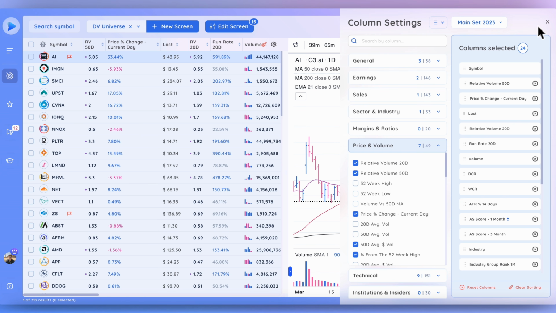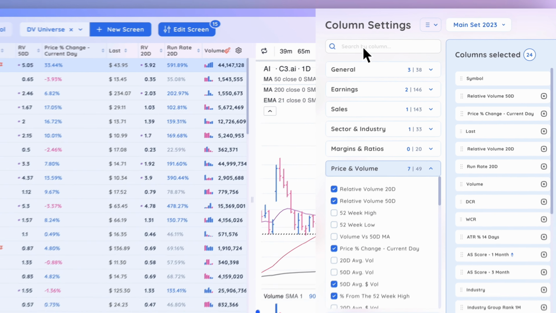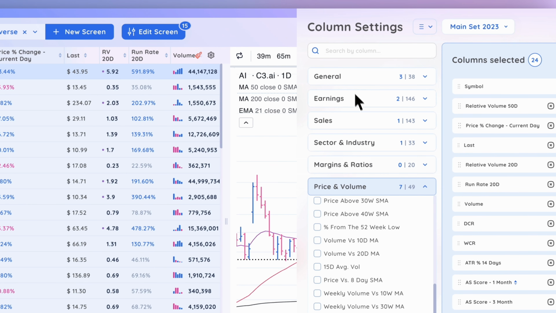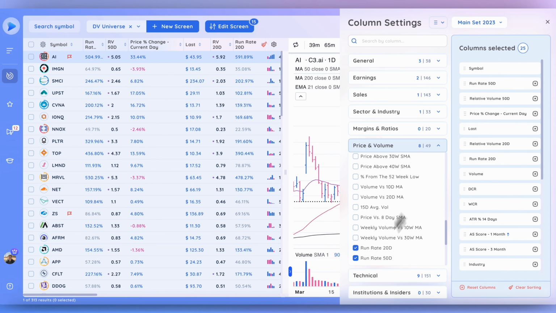Another way to find it would be to scroll through here. And in order to find the run rate variation, you'd type in run rate. Once again, you have both the 20-day and 50-day variations that you can check and add to your data column set. It would be the same process for using this data point in a screen, which is very helpful to find stocks moving on above average volume early on in the day, or after the close if you want to look for stocks that made moves on high volume.